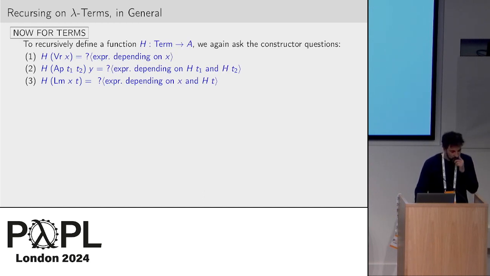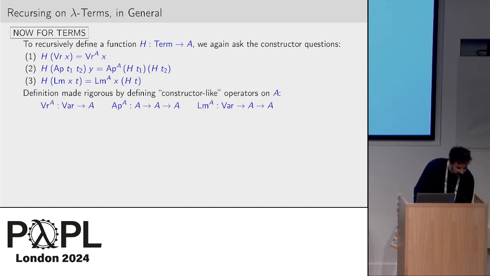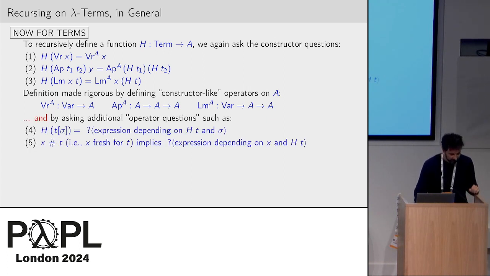Now, moving from pre-terms to terms, we ask the same question. We ask the constructor questions, and the first step goes in the same way. So we know what we want to define, so we know how to answer these constructor questions, which means defining constructor-like operators on the target domain. But in order to make this work, we are asking additional operator questions. For example, here, we are asking, how does this intended function interact with permutation? And how does it interact with freshness? Here, we can treat freshness as a predicate.